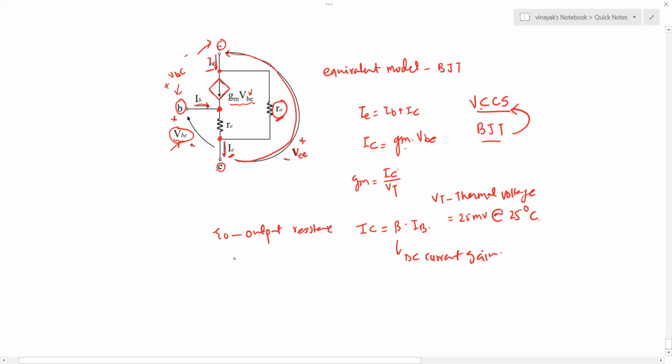RO is V divided by I. And what is that? It will be VCE, that is this voltage, divided by the current, that is IC. Okay, so delta RO would be delta VCE divided by delta IC. So that's how you can understand the small signal model or small signal behavior of the BJT by drawing a small signal equivalent circuit, identifying the direction of currents and the voltages, and modeling the effect of finite output resistance.